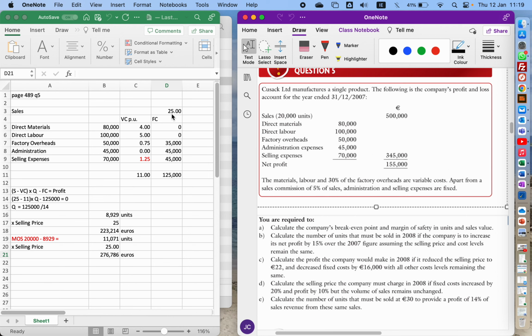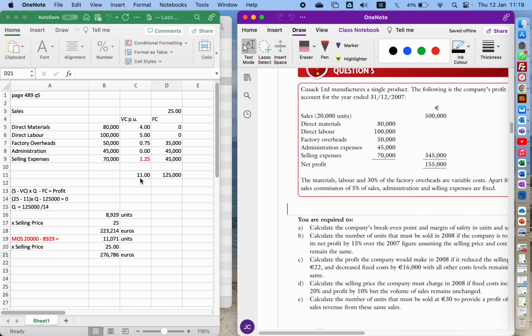So any time in any of these what-if scenarios, which are the questions, that the sales price is going to change, it means that the salesperson's commission, which I've highlighted here in red, is going to change. And if salesperson's commission is going to change, it means variable costs are going to change. And we need to take that into account when we're doing the calculations.